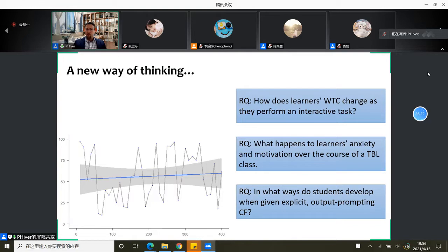So for example, we could ask, how does learners' willingness to communicate change as they perform a task? Or what happens to learners' anxiety over the course of task-based classes? So there's the possibility in complexity research to structure these questions around the relational principle or around the adaptive principle, or a combination of both. And it's subtle, but you can see the underlying assumptions are there, that there are many components interacting, that they are linked to their surroundings, and they change in ways that are not totally predictable.